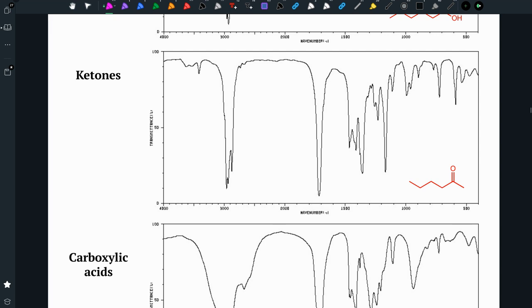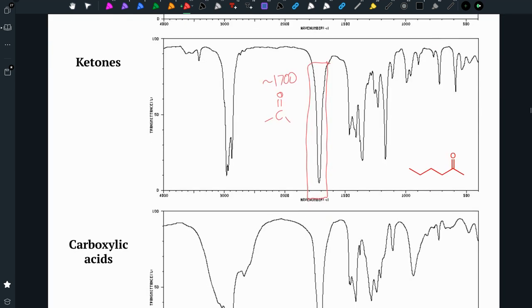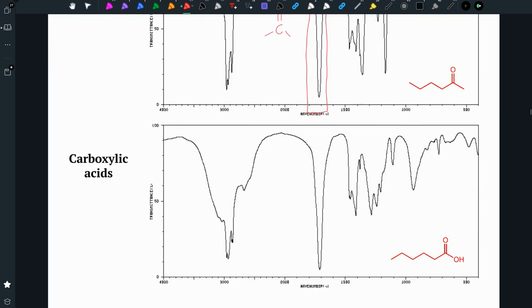And then ketone is going to have another very common peak that I want you to be able to identify every time. And that is right around 1700. It's your carbonyl peak. So your carbon double bonded to oxygen. So 1600 carbon double bond, 1700 carbon oxygen double bond.